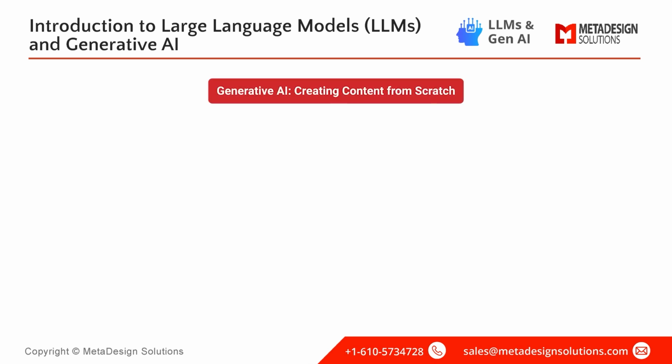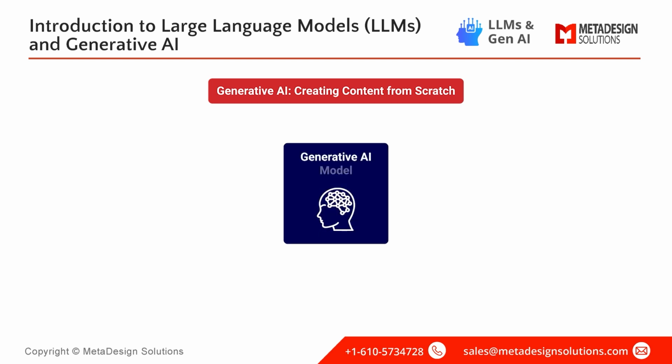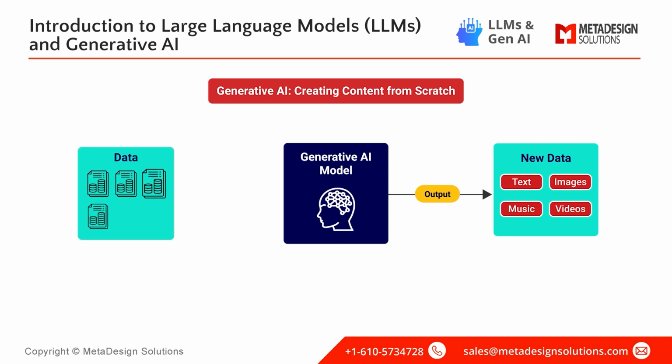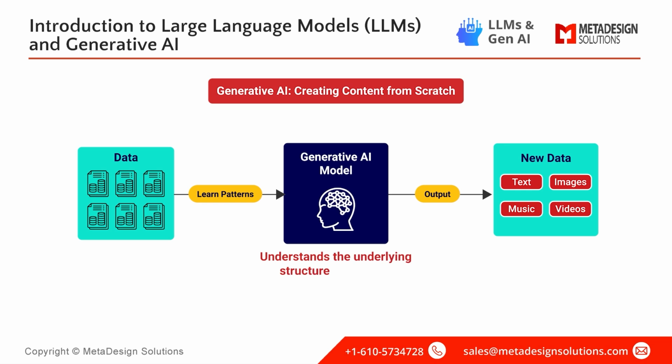Now let's talk about generative AI. Generative AI refers to models that can create new data, such as text, images, music, or videos, based on patterns they've learned from existing data. Unlike traditional AI models that might classify or recognize data, generative models are creative in nature. They generate new content by understanding the underlying structure of the data.